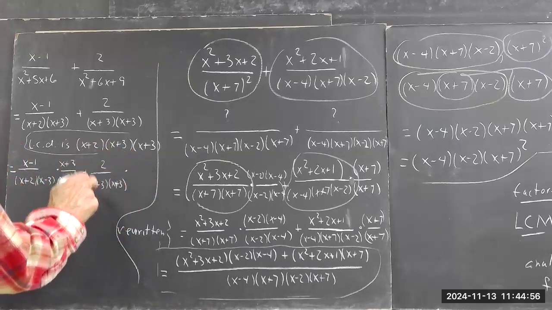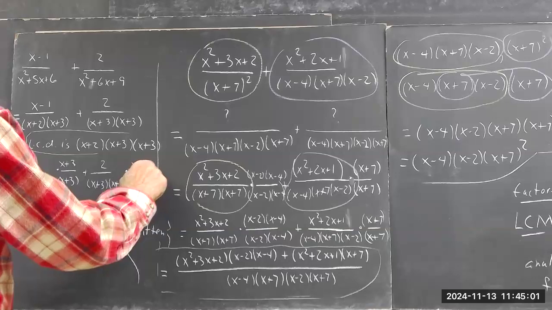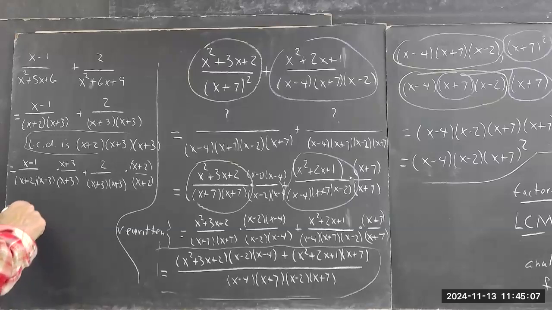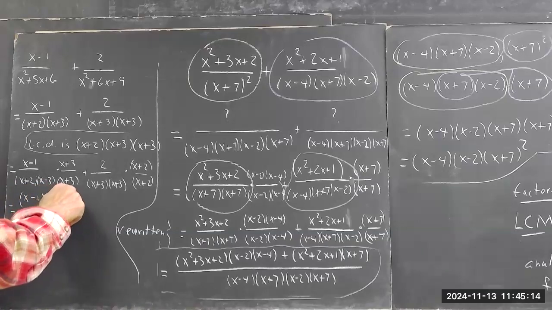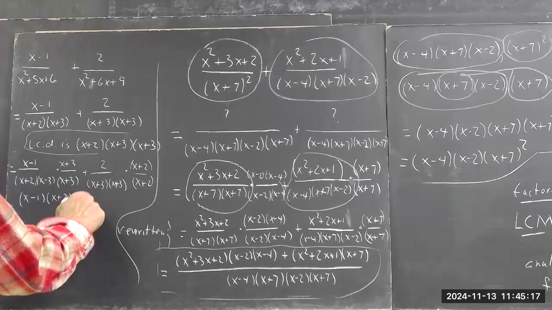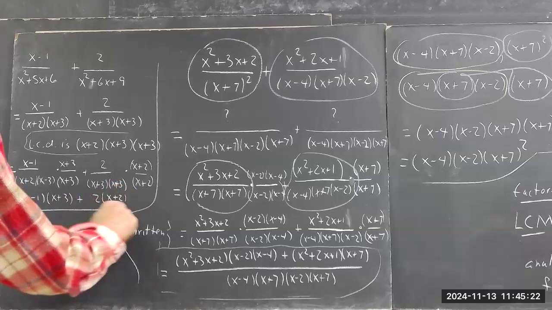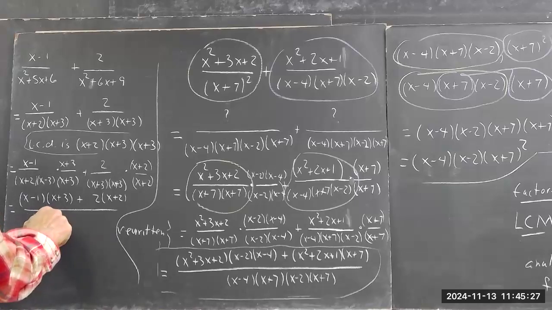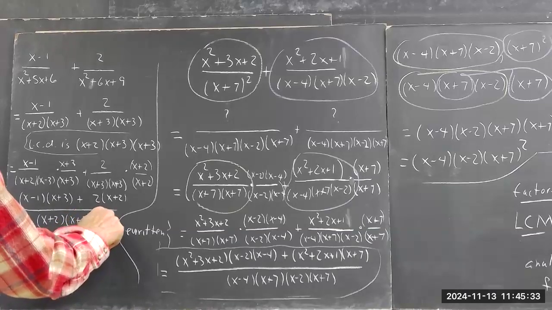And to get the common denominator, we need an x plus 2. So we can multiply by x plus 2 over x plus 2, and we get x minus 1 times x plus 3 plus 2 times x plus 2. In other words, this numerator and this numerator, all over x plus 2 times x plus 3 times x plus 3.